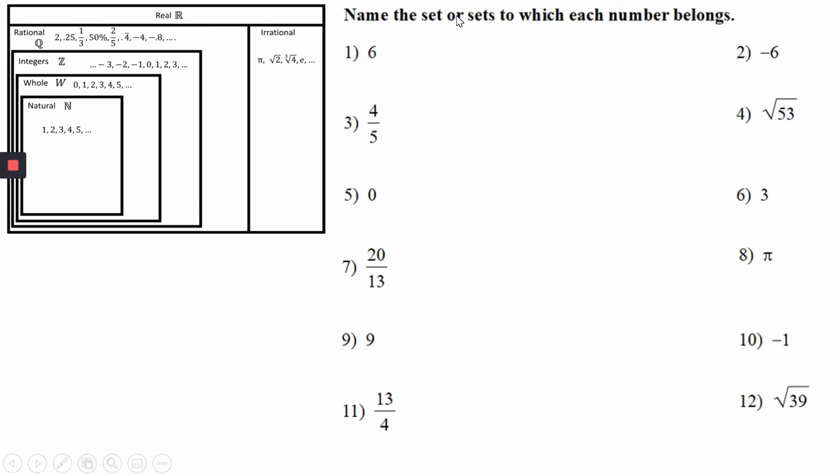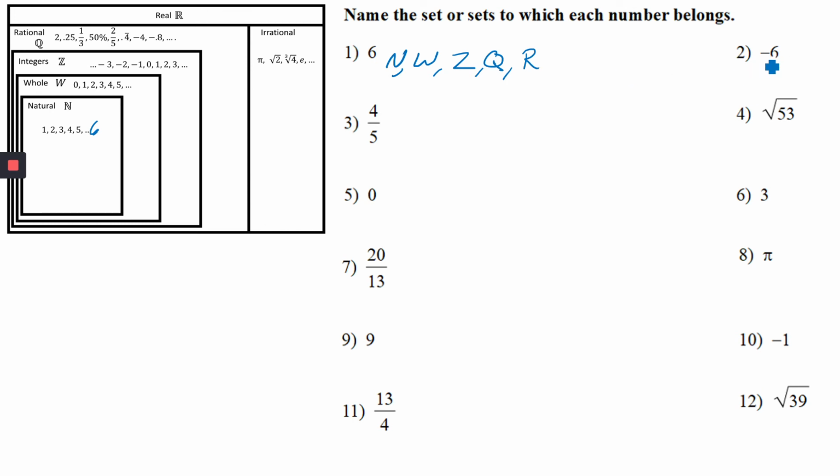So here is the first part from practice 1, and we're going to just name the set or sets to which the number belongs. So there's more than one answer. The first one is 6. Where do we first come across a 6? Well, it would be in this list right here. So it is a natural, and that means it's also a whole number. Whole numbers are integers, and we can write it as a fraction, 6 over 1, so it makes it a rational number, and all of those are real.